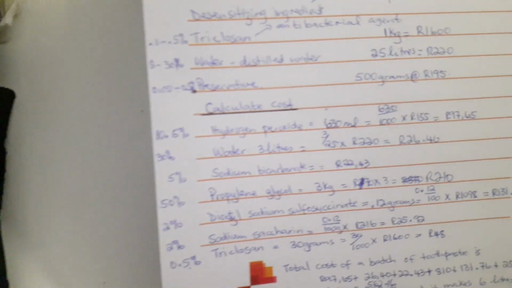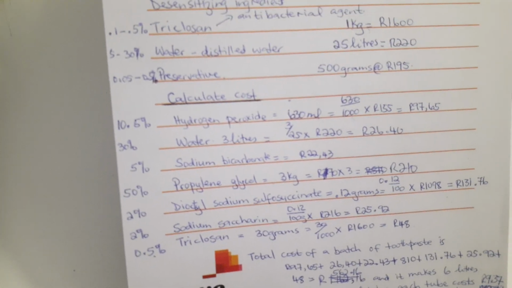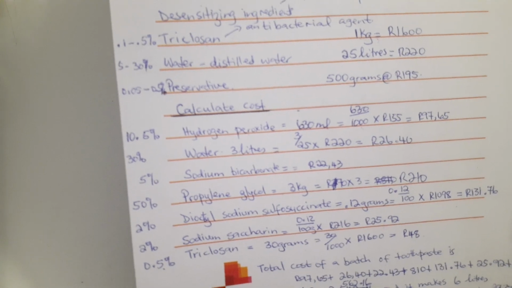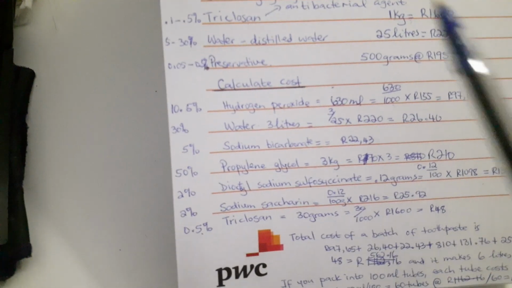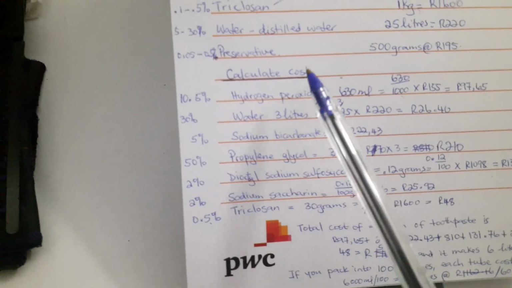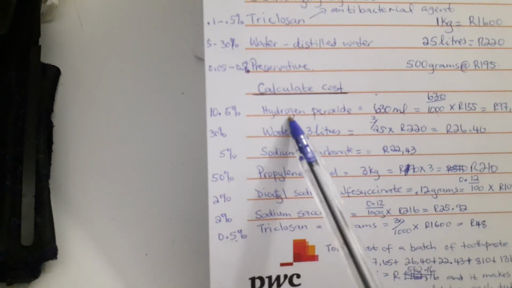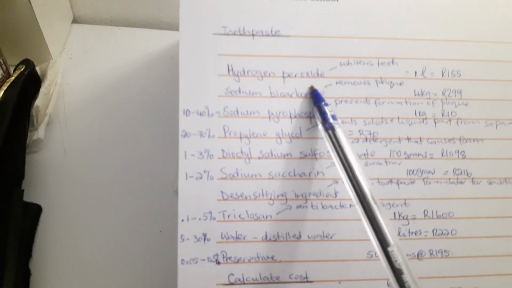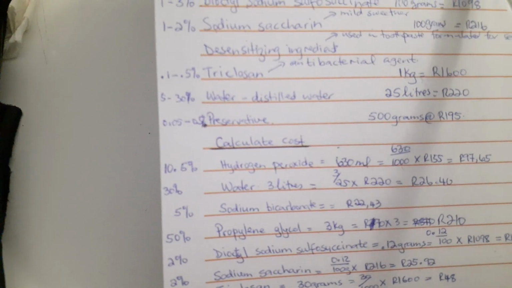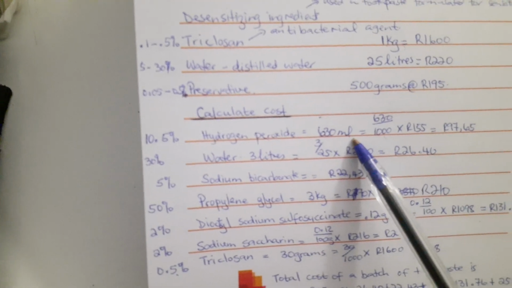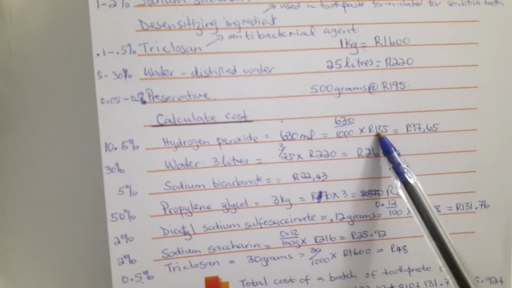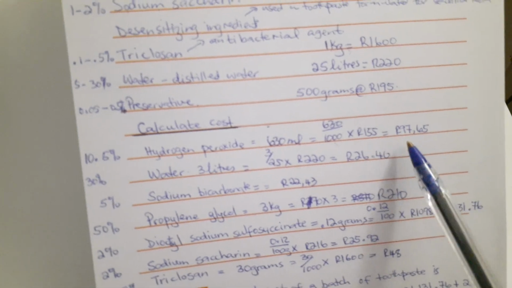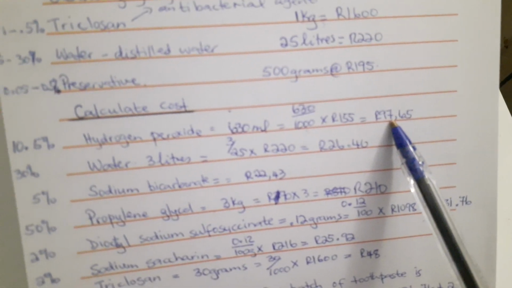You will need someone to write the formula for you, and also to make sure that it's clinically tested that it does work. But the basic formula that I wrote, taking from those percentages, is that for hydrogen peroxide we will use 630, and we said hydrogen peroxide 1 liter costs 155. Therefore 1 liter is 1000 mils. Therefore 630 mils will be 630 over 1000 multiplied by 155. That gives us 97 rands and 65 cents.